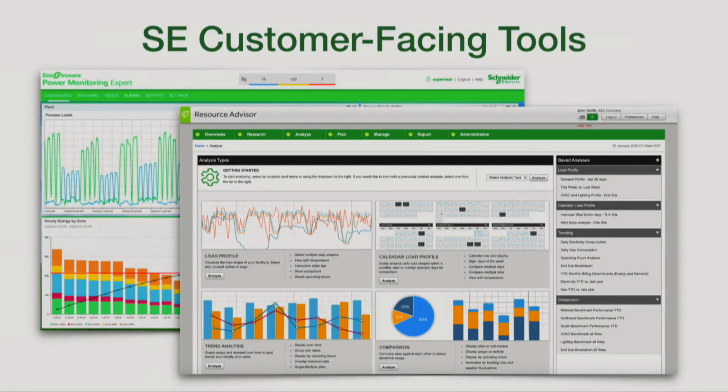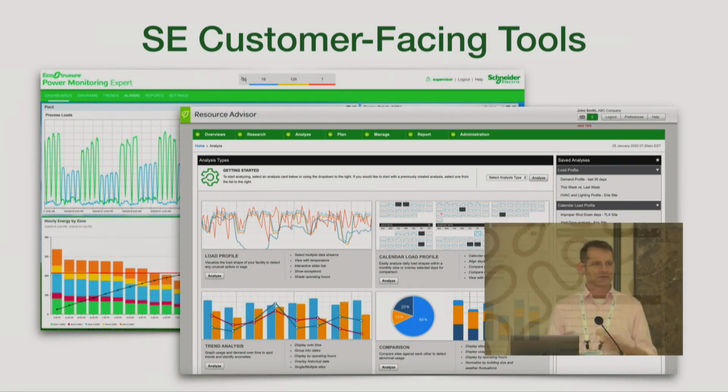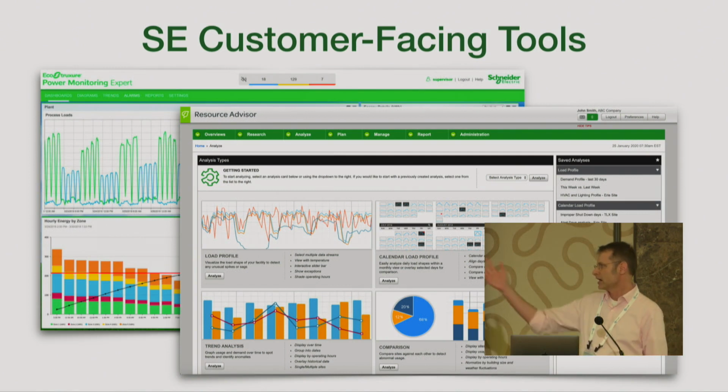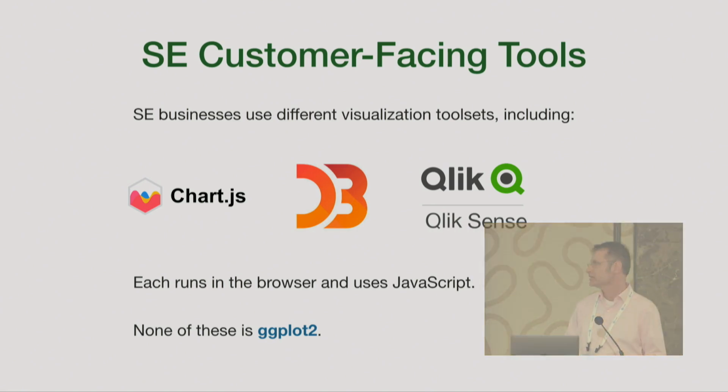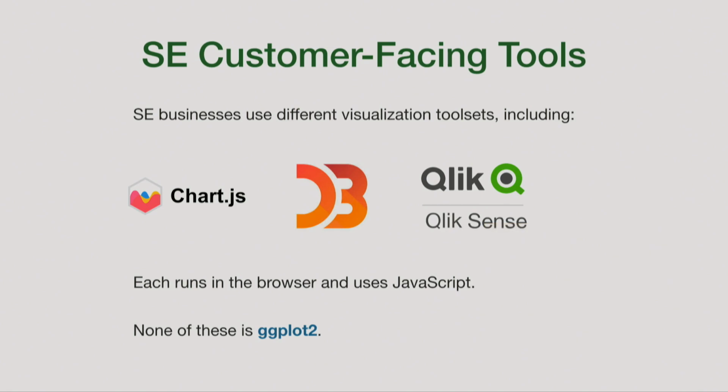And Schneider, being a very large company, has a lot of different business units, and each will have their own ways of reaching their customers to look at their data. Our businesses use different visualization tool sets, and among these are things like Chart.js, D3, Qlik Sense. These all run in the browser, and they use JavaScript, but perhaps importantly for me, none of these is ggplot2.